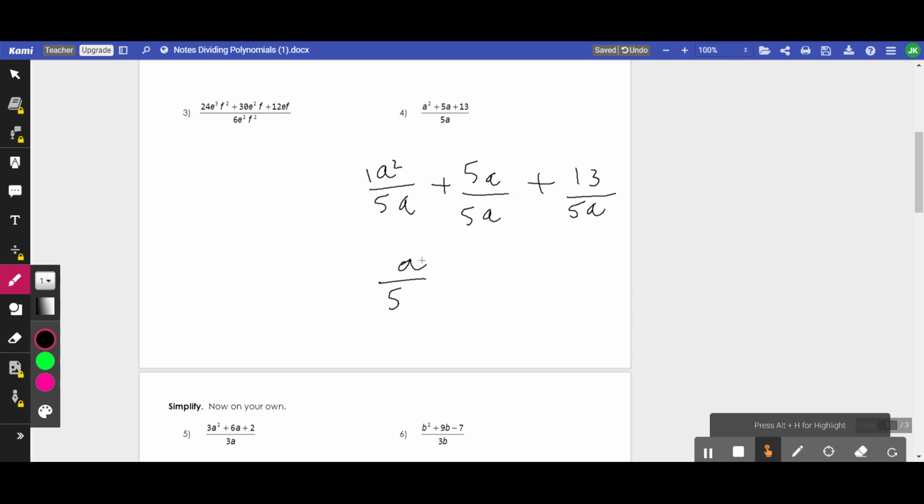And then for your second term, so you're dividing the 5a by the 5a. So these will pretty much cancel there. Because 5 divided by 5 will give you 1, and then a divided by a would just be 1, too. So this should just be plus 1. That'll cancel. And then your 13, so you can't simplify it at all, and then your a will just stay on the bottom. So it'll be plus 13 over 5a for the last term. So that'll be your answer there then.